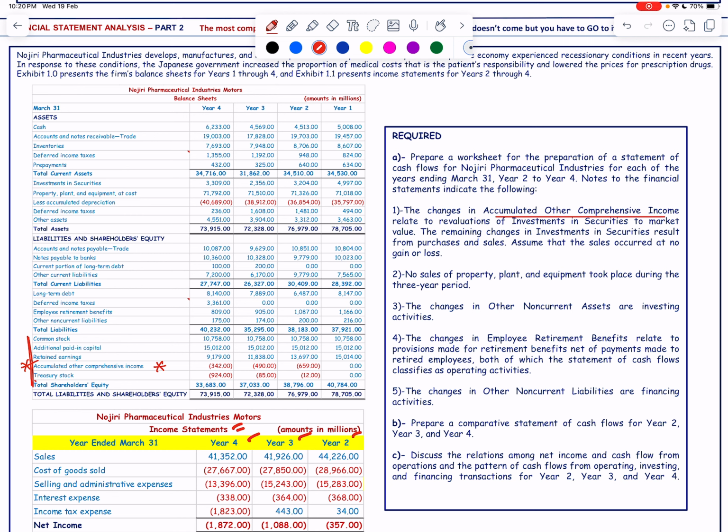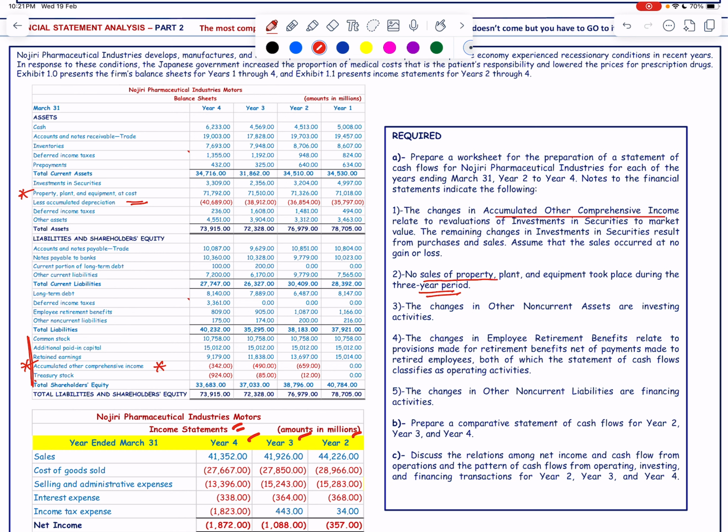We go to number 2, no sales of property, plant and equipment. So we have the property, plant and equipment over here, and no sales took place during the 3-year period. Now, when no sales of property, plant and equipment occurred during the 3 years, the cash flow statement reflects no inflows from the sale of assets, depreciation adjustments in operating activities, and any capital expenditures for new property, plant and equipment in the investing activity section.